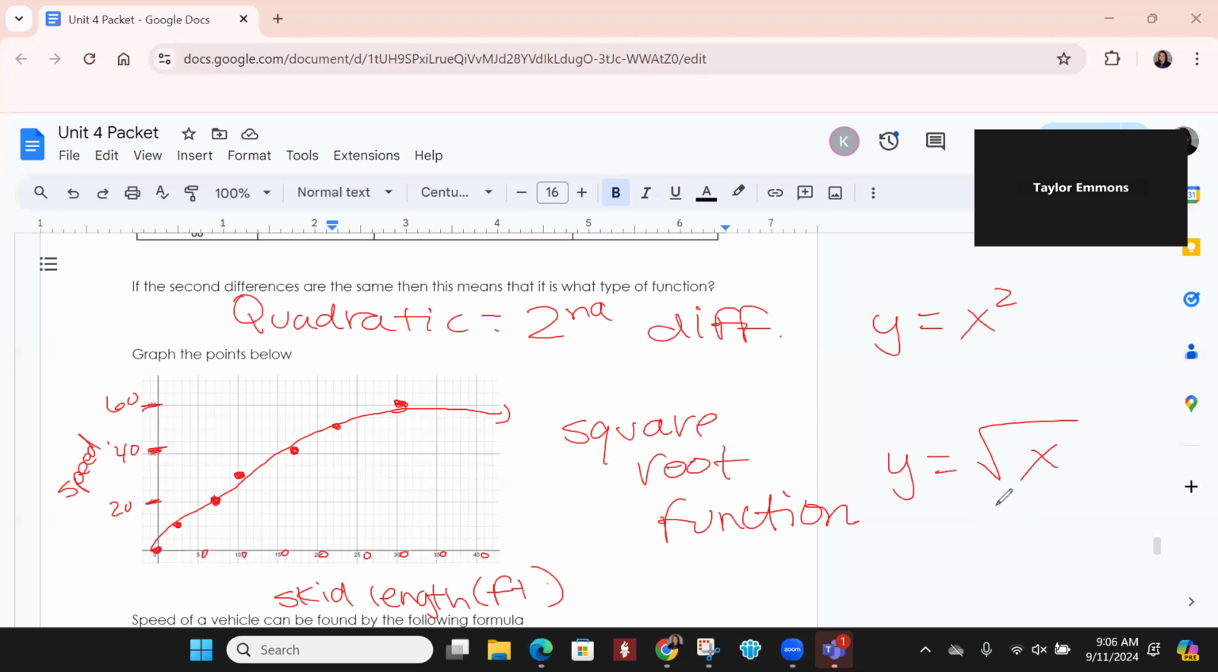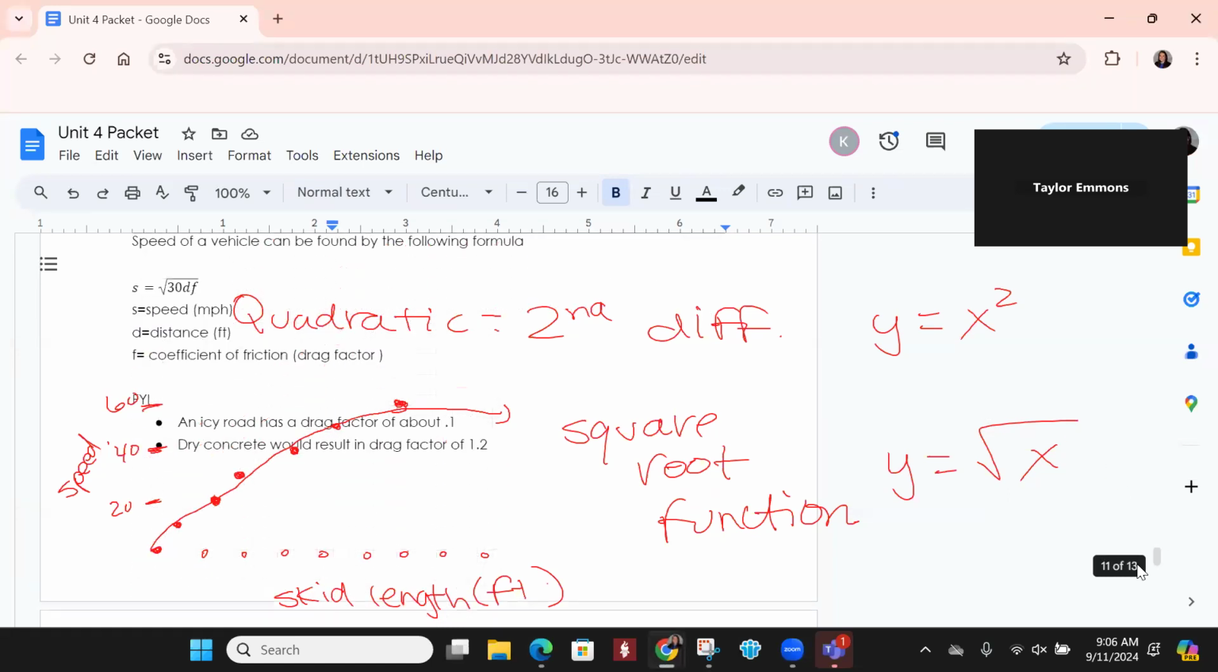And it is a square root function for the formula. Here it is. S equals the square root of 30 times D times F. I'm going to give that to you. You need to know what D and F stand for. You need to know what S stands for. S represents the speed, D is the distance, and F is the coefficient of friction.